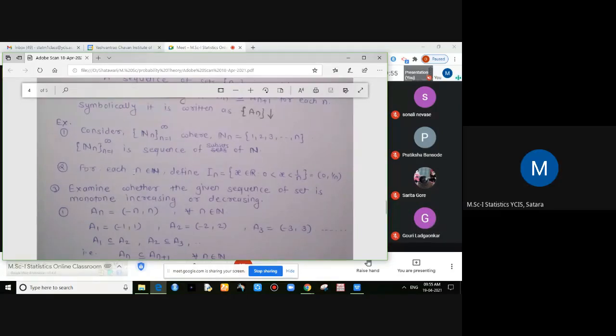See, what is the second example? For each n belongs to the natural numbers.